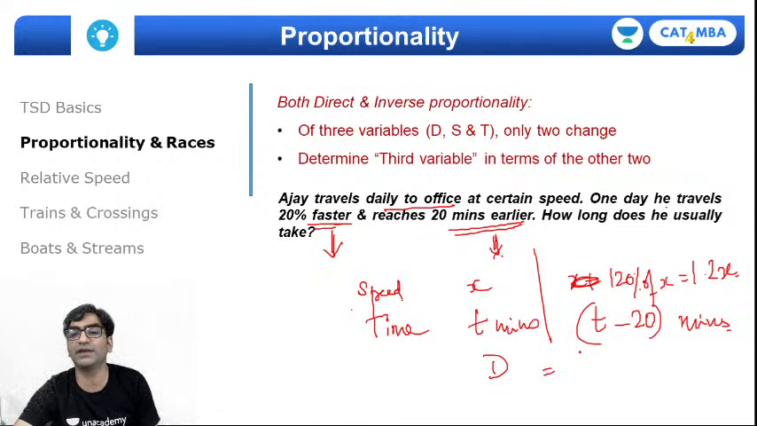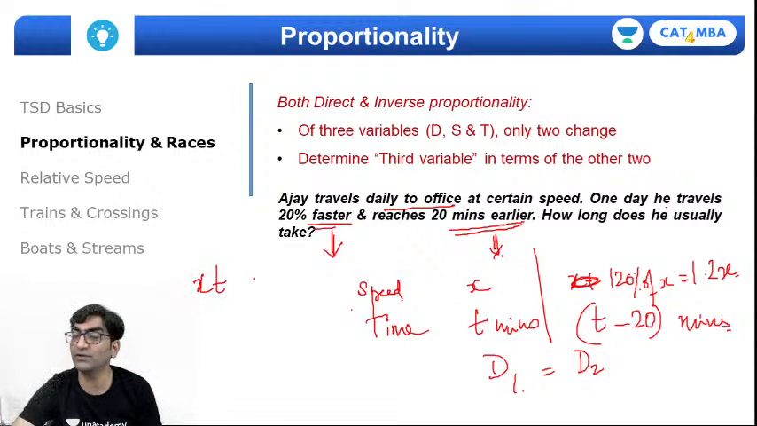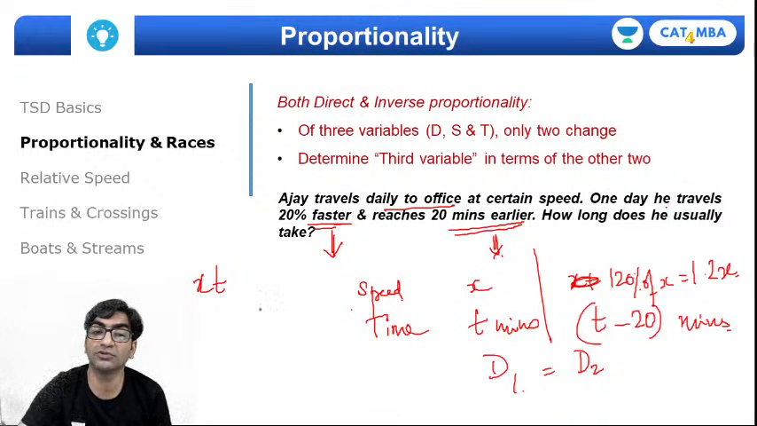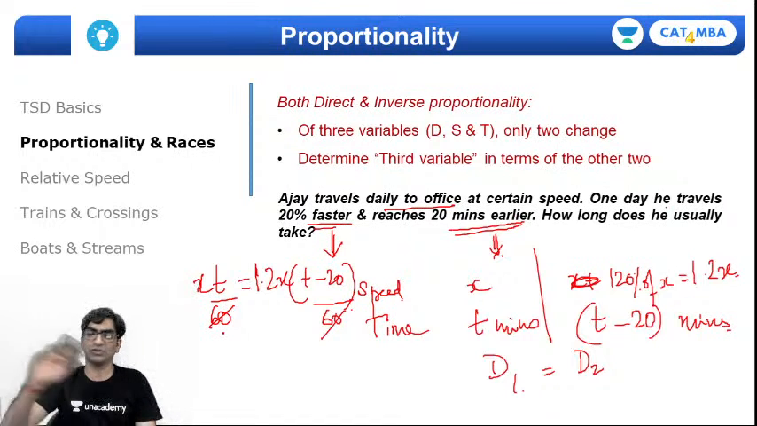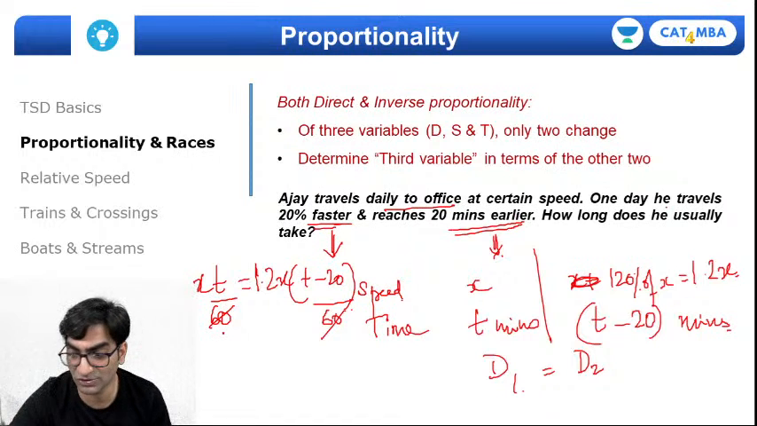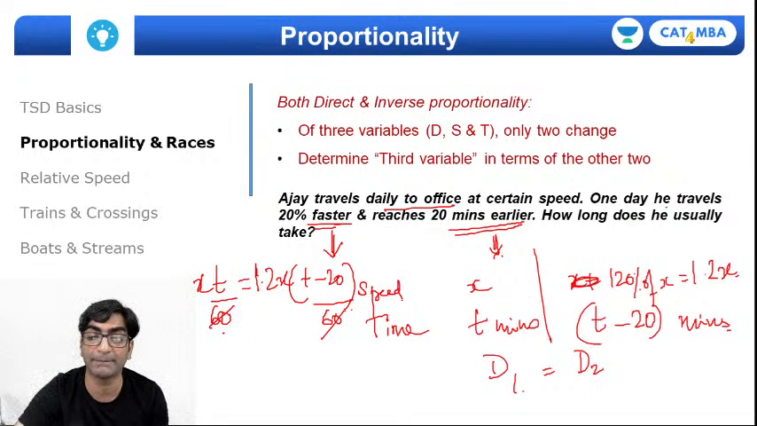So we can say d equal to d1 equal to d2. So if we equate d1 equal to d2, what equation will we get? x into t. The only thing you need to be careful about is that this is in minutes, right? So you should ideally be converting it into hours, right? x into t by 60 will be 1.2x into t minus 20 upon 60, right? Now the thing is, if you convert at both sides, then it will get cancelled out, right? So that's the way I prefer to do it all the time.